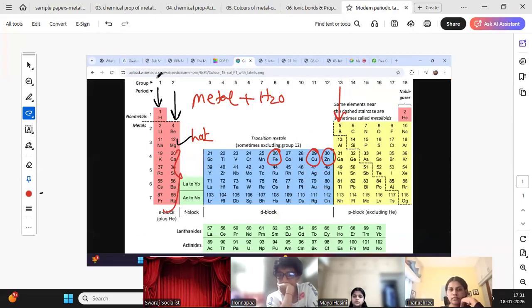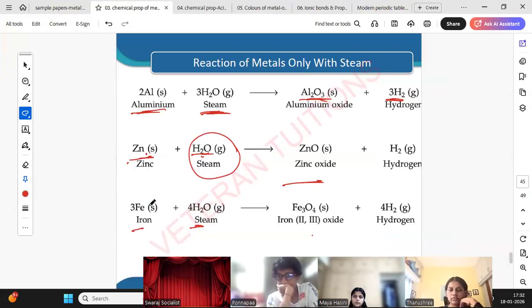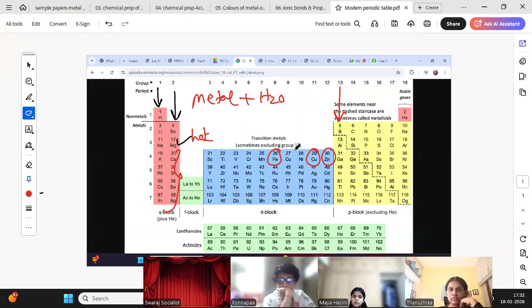First group vigorously reacts with cold water. Second group, from calcium, reacts with cold water; above calcium with hot water. Third group, only steam. Zinc, copper, iron. One second, let me see what all items. Zinc and iron, not copper. Zinc and iron, they will only react with steam. Okay, zinc and iron.